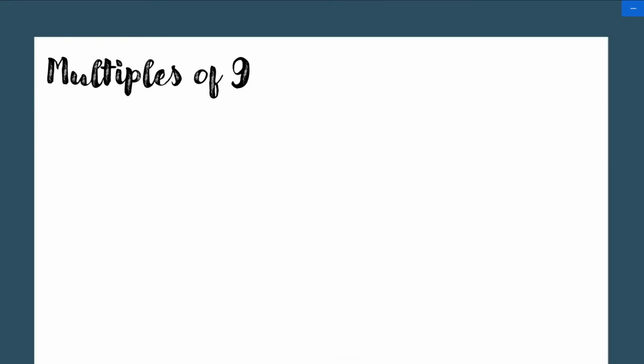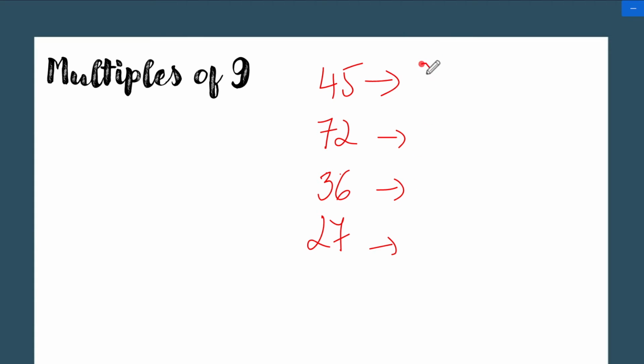Okay, and now we have multiples of 9. When you do multiples of 9, the same trick as with 3 applies: the sum of the digits. Think about the 9 times table. 45, 72, what else? 36, 27. Okay, all of these numbers are going to give you 9 when you add them up.